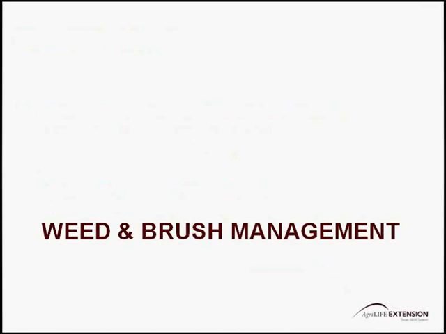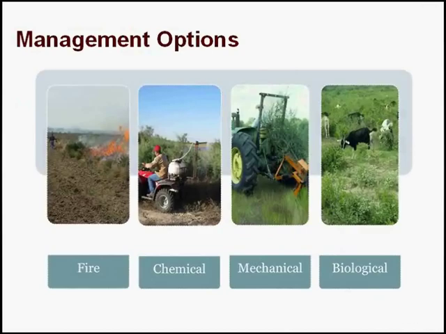So let's talk a bit about weed and brush management. I always go back to 4 main management tools, one being prescribed fire, one being chemical treatments with herbicide, another being mechanical, where you're either disking, plowing, grubbing, and then biological, which could be like insects, or it could be using livestock to manage your plant base.